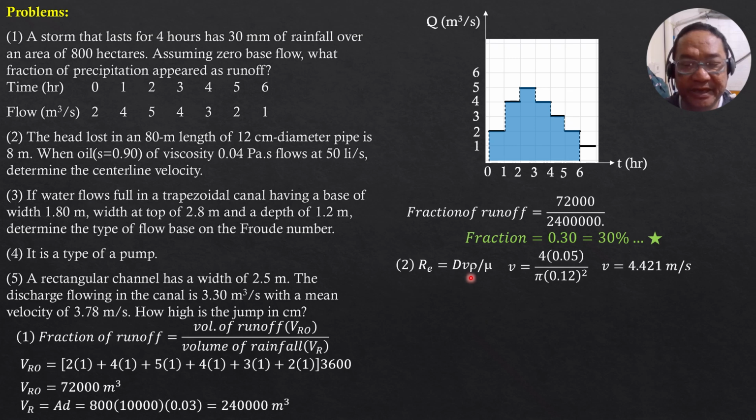So substitute here to compute the Reynolds number. 0.12 times 4.421 times the density, which is 900 kilograms per cubic meter because the specific gravity of oil is 0.9, multiplied by the density of water, 1000 kilograms per cubic meter, over viscosity 0.04 pascal second. So the Reynolds number is equal to 11,097, and that is greater than 3,000. Therefore, the flow is turbulent.